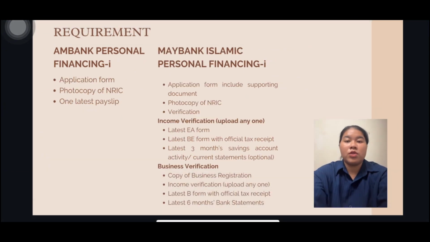Next, we will go to requirements needed for both personal loans. First, mBank Personal Financing needs an application form, photocopy of NRIC, and one latest pay slip. Second, for Maybank Islamic Personal Financing we must provide the application form including supporting documents, photocopy of NRIC, and verifications.